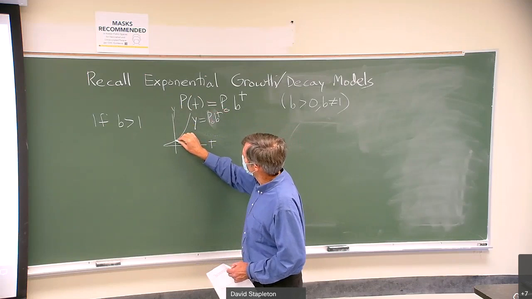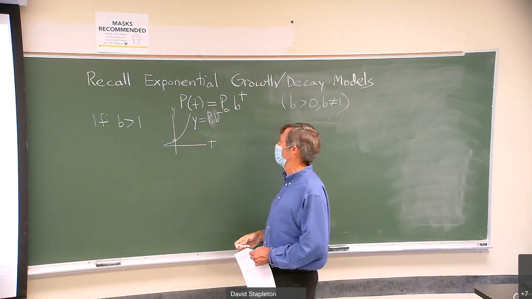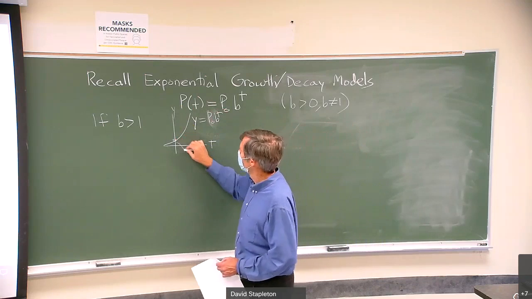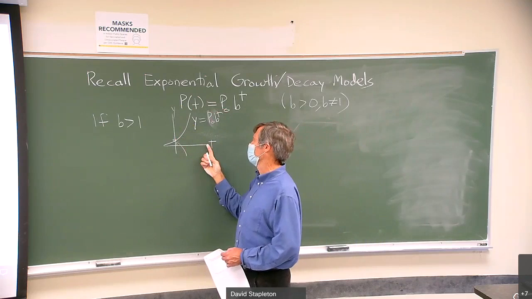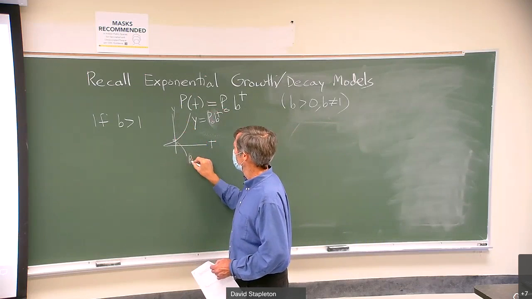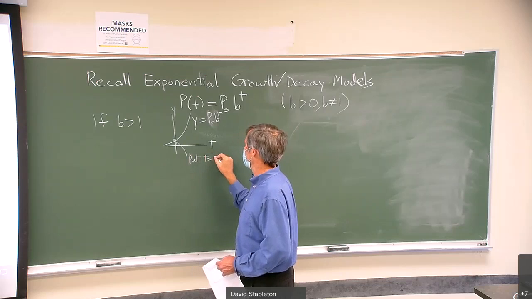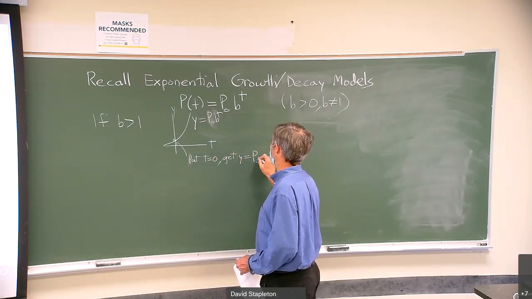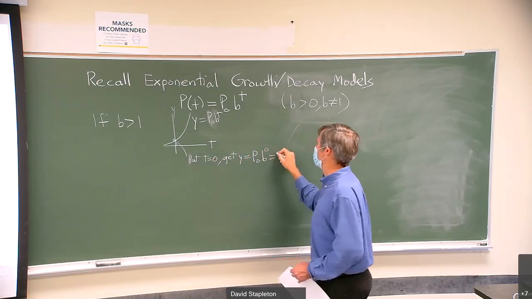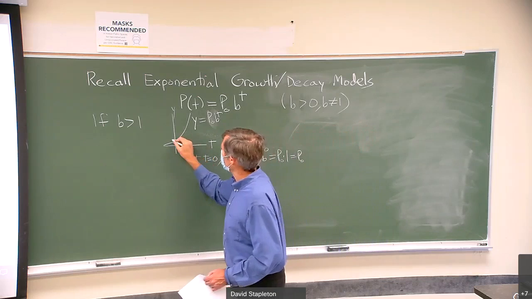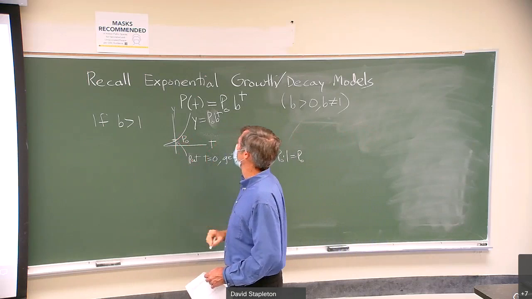And it has this important point here, which is the y-intercept. How do you find the y-intercept? Put x equals 0, in this case, t equals 0. Right? This is the t equals 0 coordinate. So you put t equals 0 into the equation and get y equals P0 times b to the 0, but anything to the 0 is 1, right? You get P0. This always intersects at this very important point, P0.